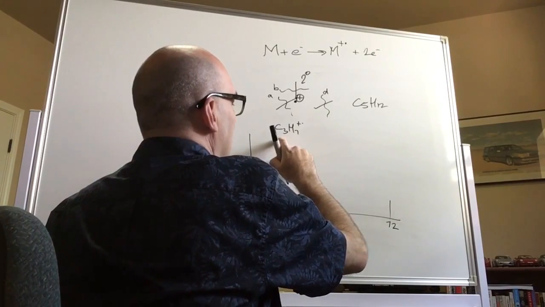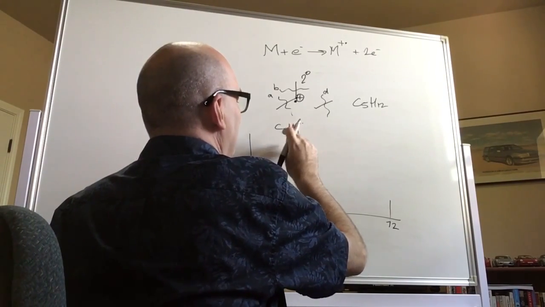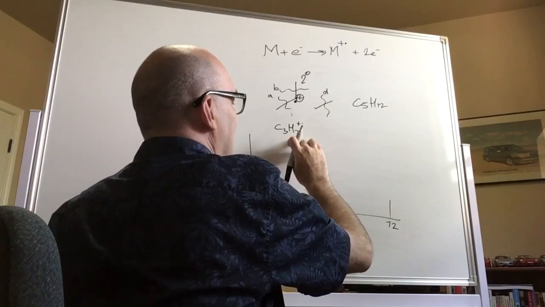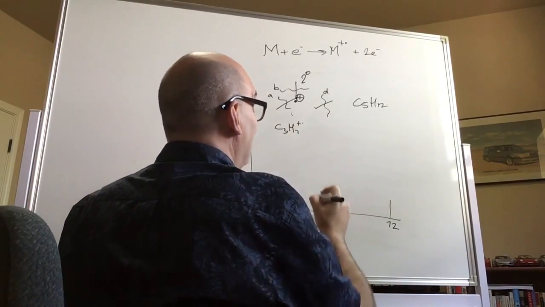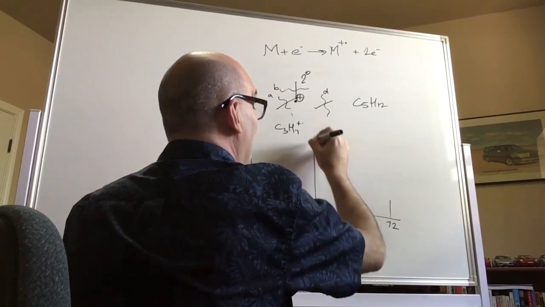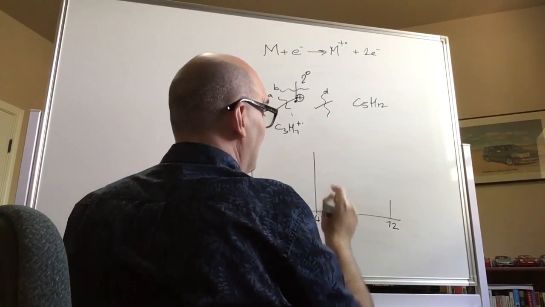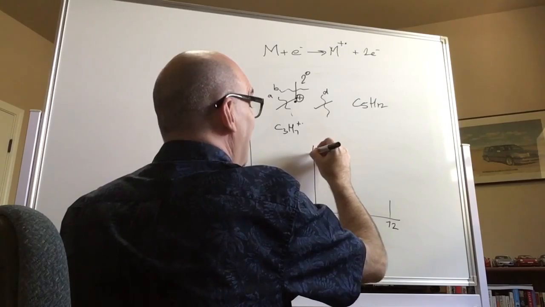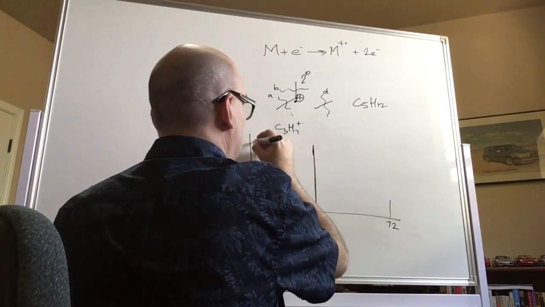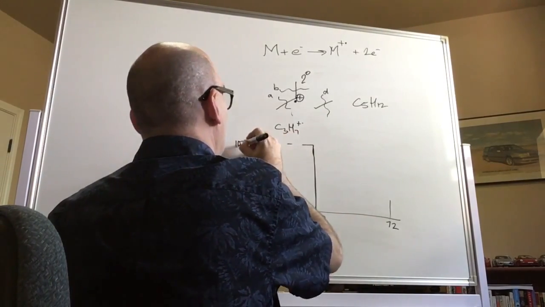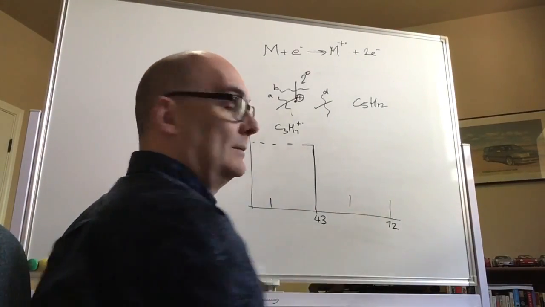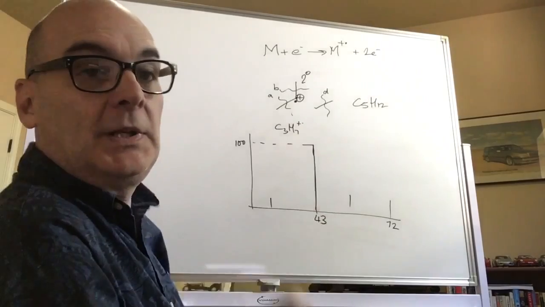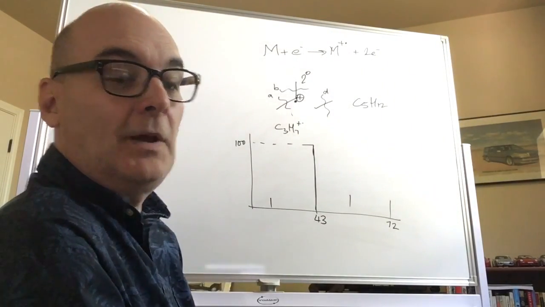3 carbons. 36. 36 plus the 7. We're back at 43. That 43 is going to be my base peak. Okay? The others might be down here. That's my base peak.